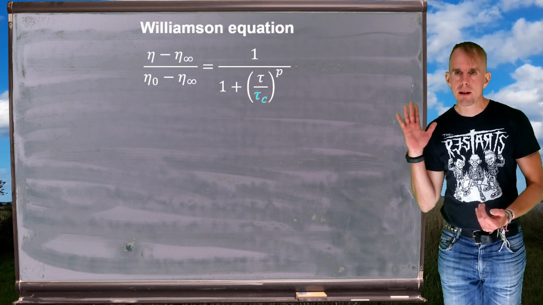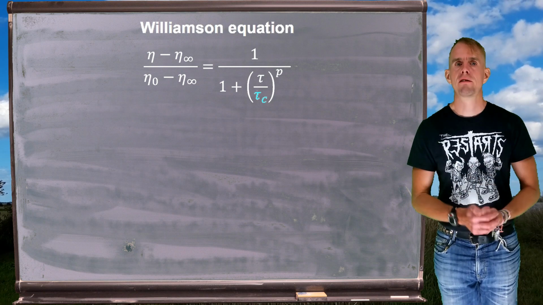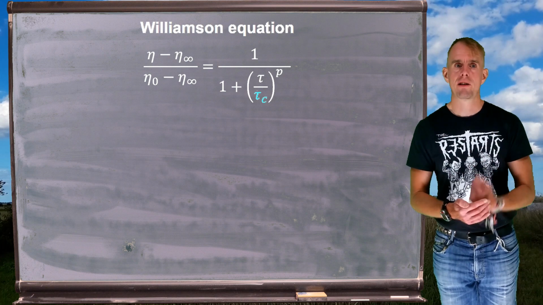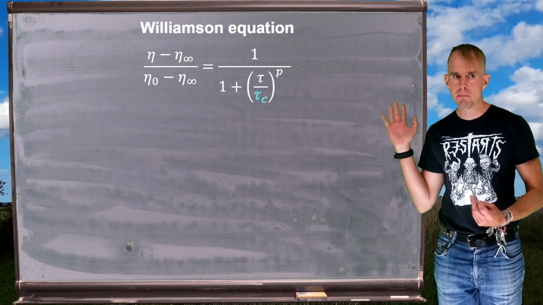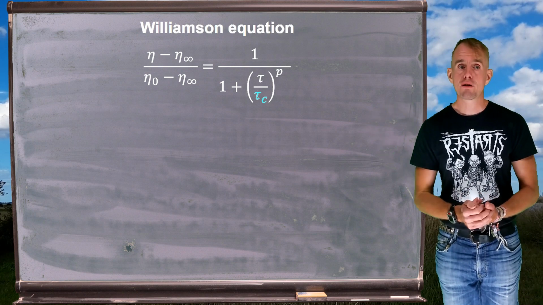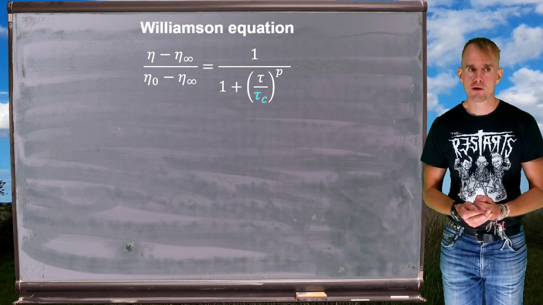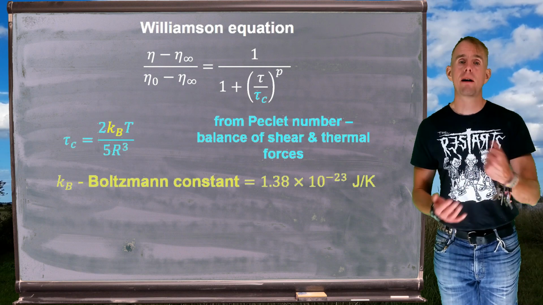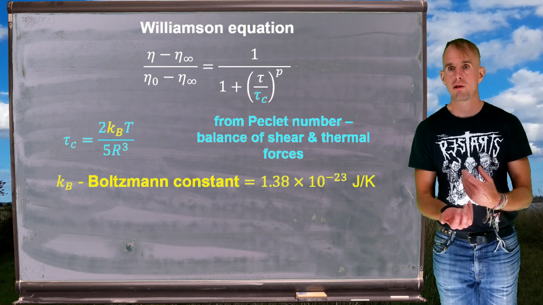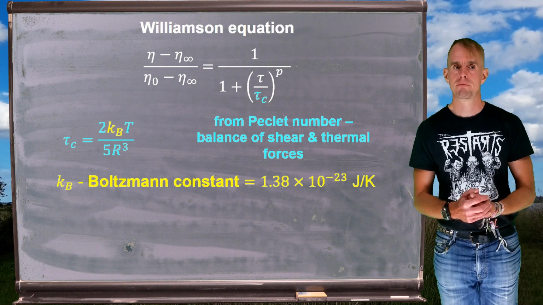Now, here is an equation called the Williamson equation. We're not going to go into the derivation of this, but this includes ordering effects and disordering effects. Now, that term in blue on the right-hand side in the denominator is the critical stress. Let's examine this term a second. The critical stress is derived from a Peclet number. It's a balance of shear and thermal forces. So it's a balance between that ordering and disordering mechanism that we were talking about.